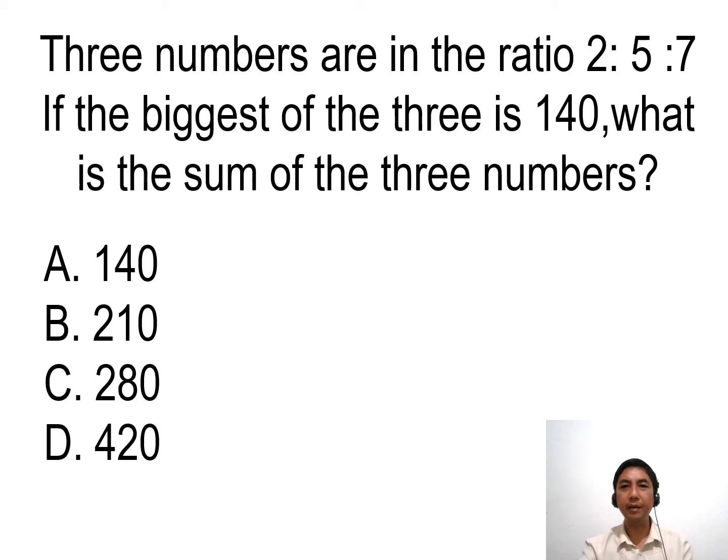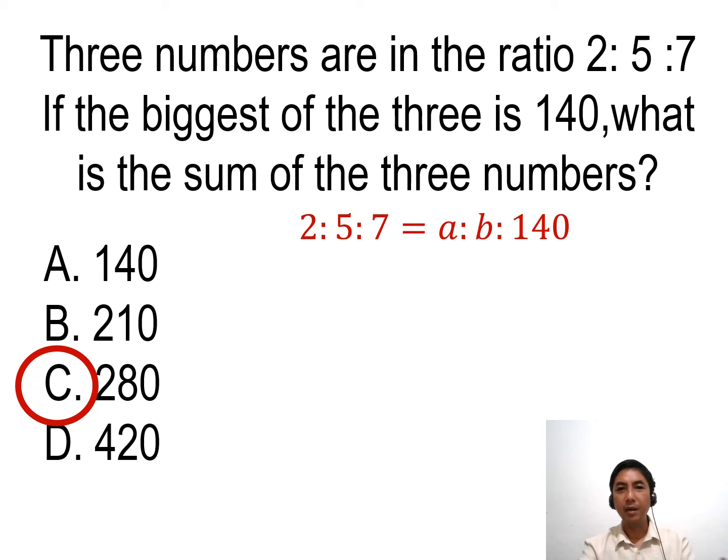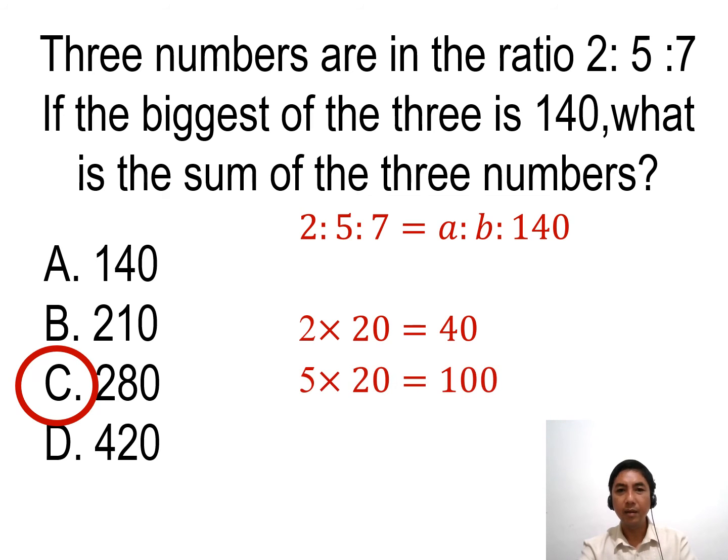Three numbers are in the ratio 2:5:7. If the biggest of the three is 140, what is the sum of the three numbers? Answer natin dito is 280. So how did you get 280? 2 corresponds to A, 5 corresponds to B, and 7 corresponds to 140. So please take note that 7 can be multiplied by 20 to get 140.